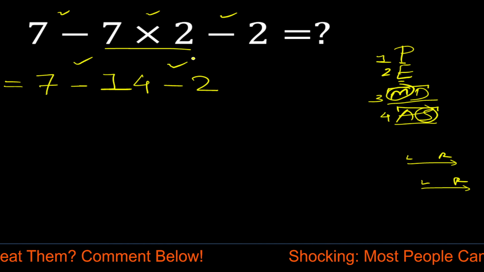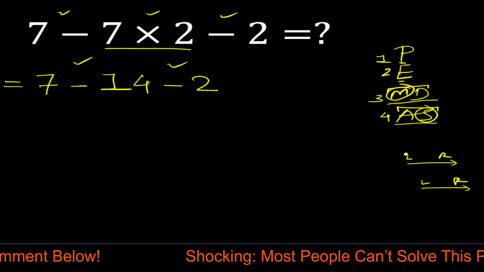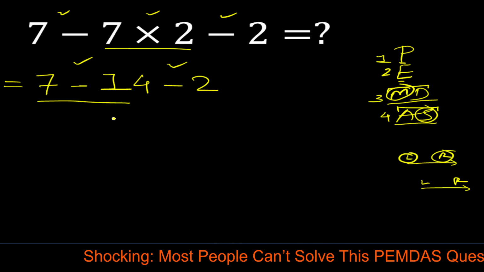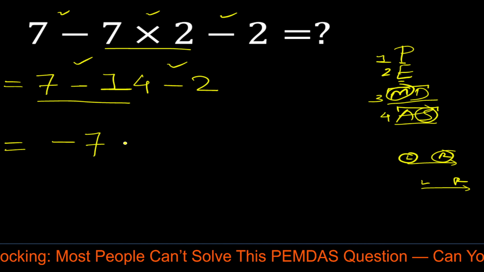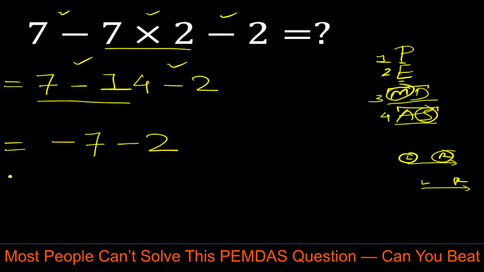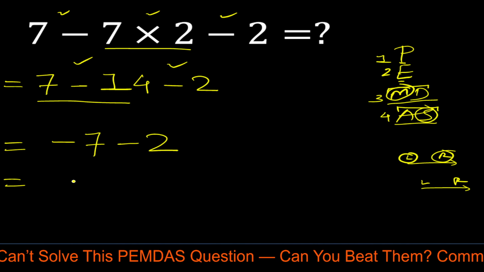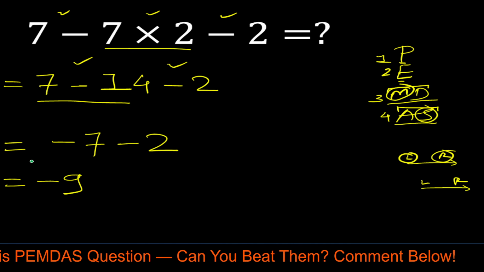Now here we have subtraction and here subtraction, and both have equal priority. So we have to solve it from left to right. So first we have to solve this subtraction, right? So 7 minus 14 is equal to minus 7, minus 2. So minus 7 minus 2 is equal to minus 9, right? So the correct answer is minus 9.